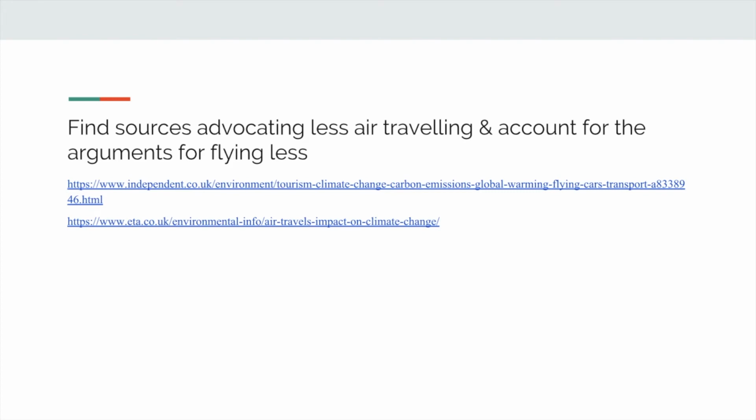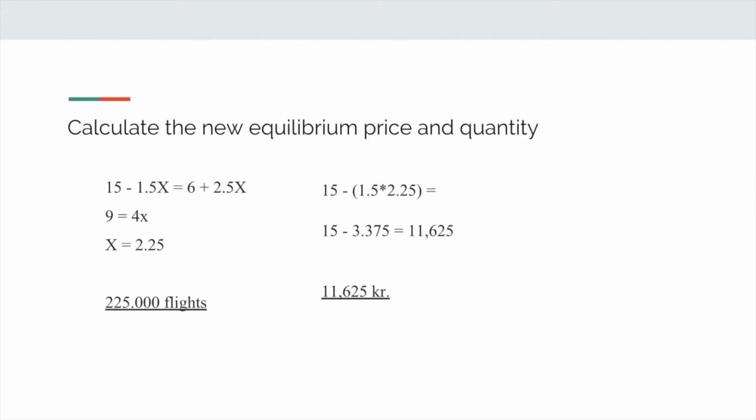Good. Okay. Ugh. Okay. To calculate the new... Oh, cool. We're filming the EU. Okay, we're at the last slide. So if you could just be quiet for two seconds. Okay. To calculate the new equilibrium price and quantity. I can't talk at all. Okay. To calculate the new equilibrium quantity, we need to take the equation 15 minus 1.5x equals 6.9. I can't.